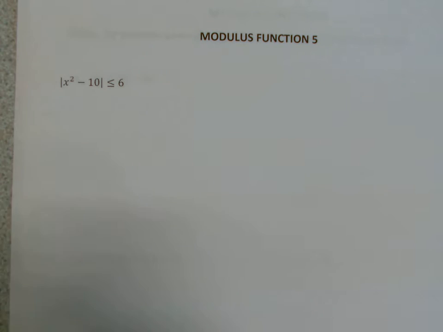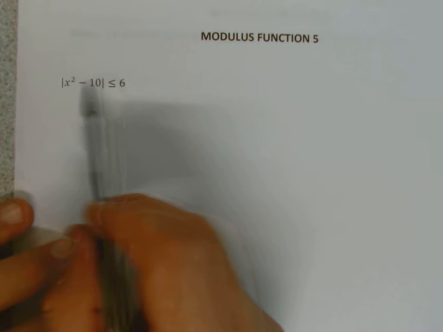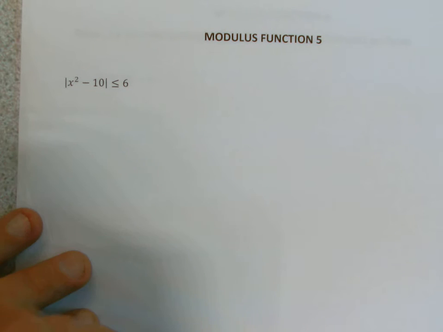Right, with this one, there's a bit of work involved, because in the modulus there is a square in there, an x squared. So we've actually got a quadratic going on here. So there is a little bit of work involved.